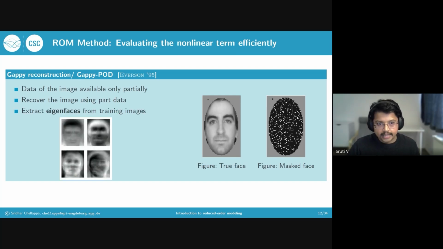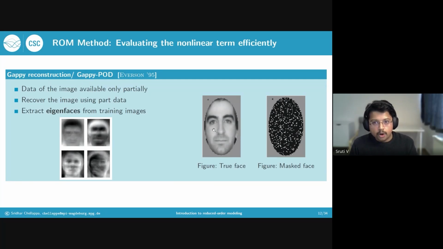And for this, the idea that they came up with was to basically use a concept called eigenfaces. So the idea was that you trained by collecting a lot of image data, and then you performed an eigenvalue decomposition and extracted the eigenmodes. And then the algorithm involved a clever combination of this masked data and the existing library of eigenfaces to come up with a reconstruction. So that was the method from the image community.